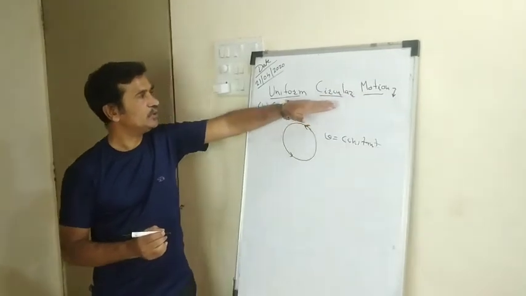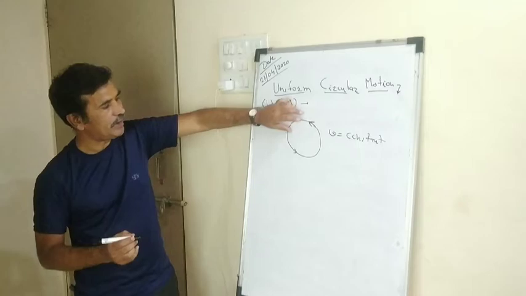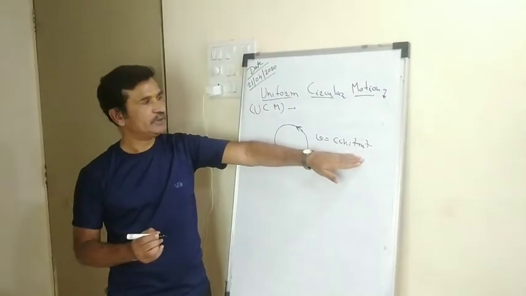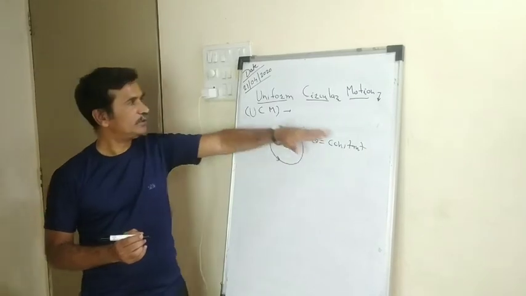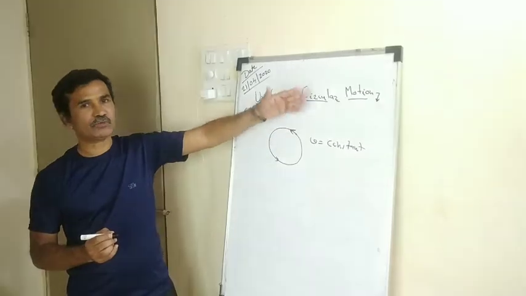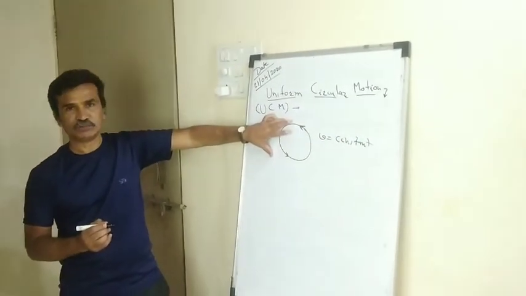So we can define uniform circular motion as the body or particle moving along the circumference of a circle with constant velocity. An exam question can be asked for 1 mark: Define uniform circular motion, or a short question can be asked: What is uniform circular motion?